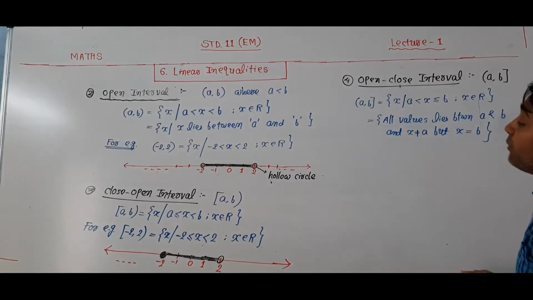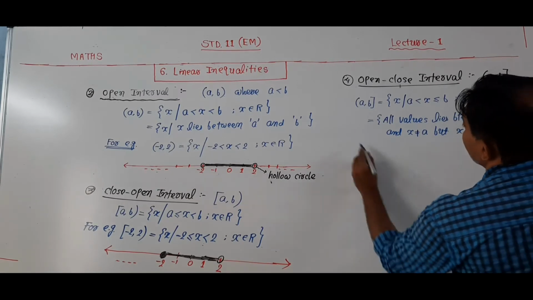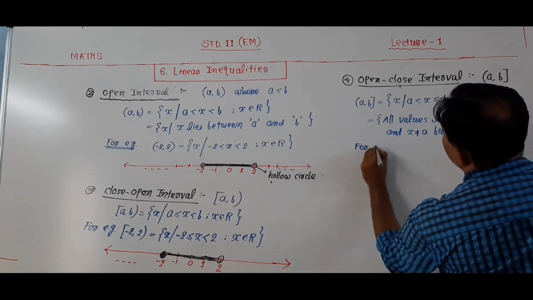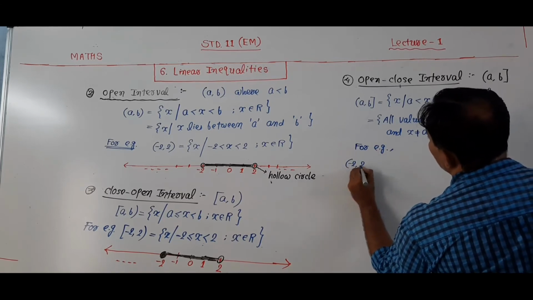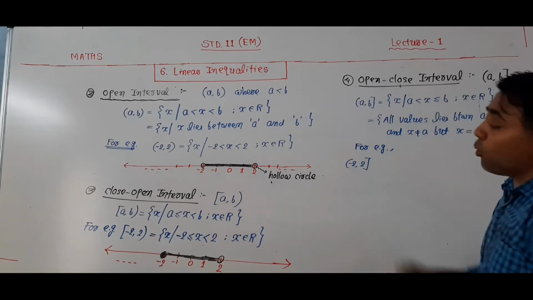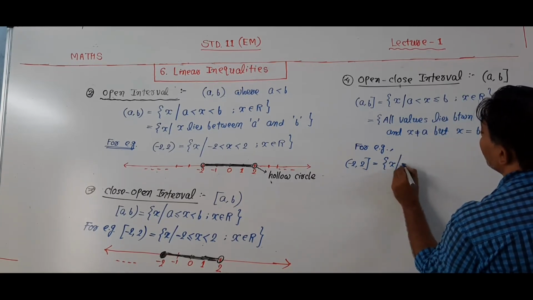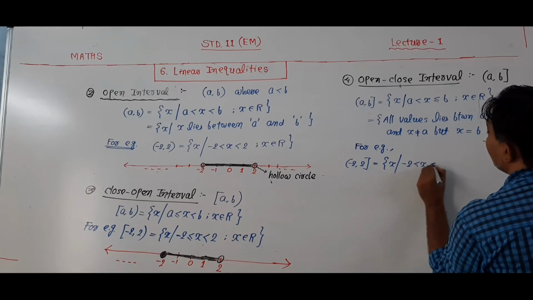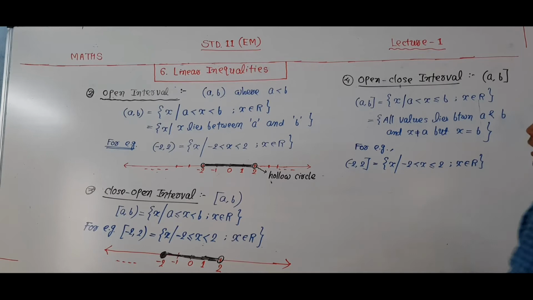Similarly here, we may give an example. For example, suppose again we write here minus 2 open to 2 close. What happened? Here we may say that all those values are there where minus 2 is less than x, x is less than or equal to 2, and x belongs to R. And let us see what happened here.